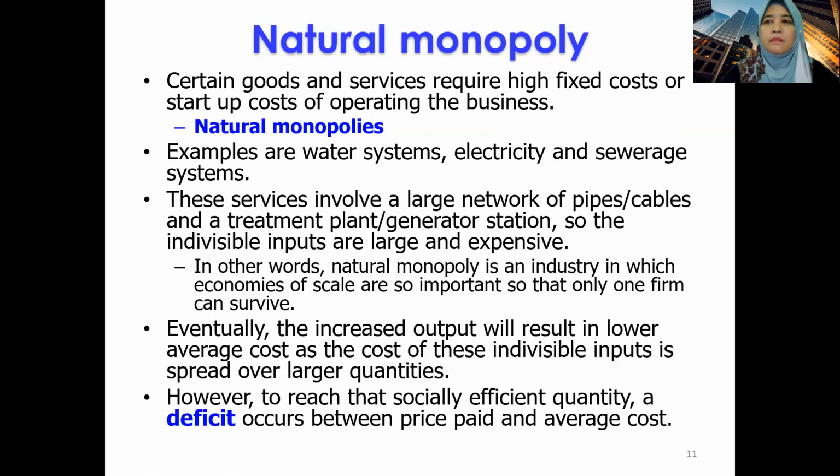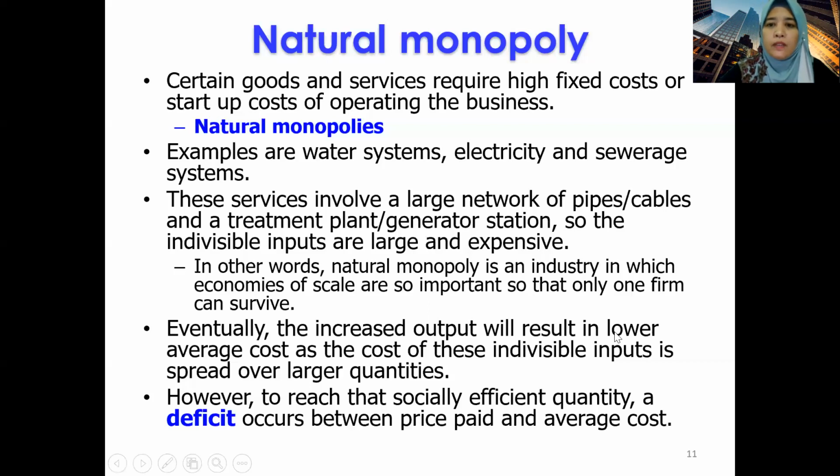Okay, and they require the expenditure initially at the beginning of the provision. In other words, natural monopoly is an industry in which economies of scale are so important that only one firm can survive. So it means that the initial cost is so high, but as the provision increases, as the output increases, the average cost will fall down. But in order for the provider to survive, they need to be strong. They need to be financially sound to absorb the initial losses, the initial high costs, before they reach a certain profitability level, or at least positive returns.